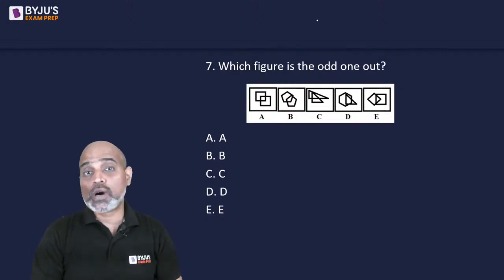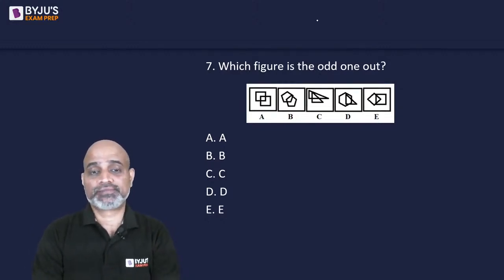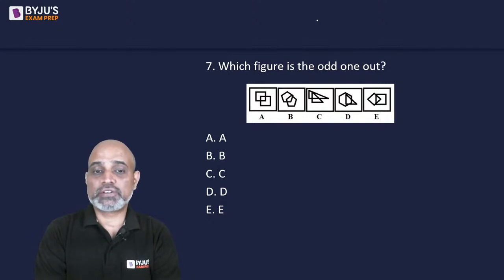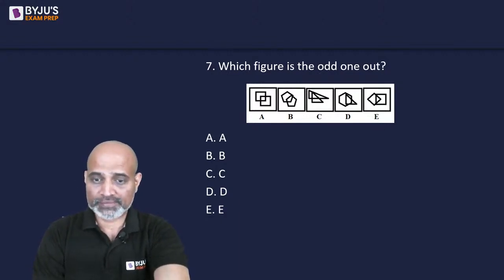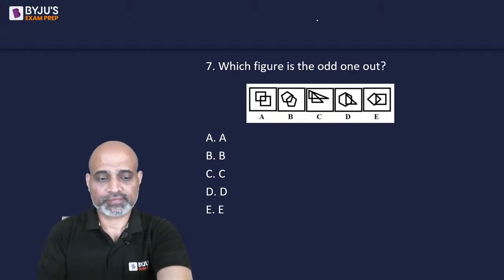Which figure is the odd one out? Which one is different from the rest? So you have got two squares and then you have got two pentagons, you have got two triangles, you have got something, something. This is also pretty simple. बच्चों वाला है, इतना टाइम मत लेना। Please be quick. Right. D is the answer.